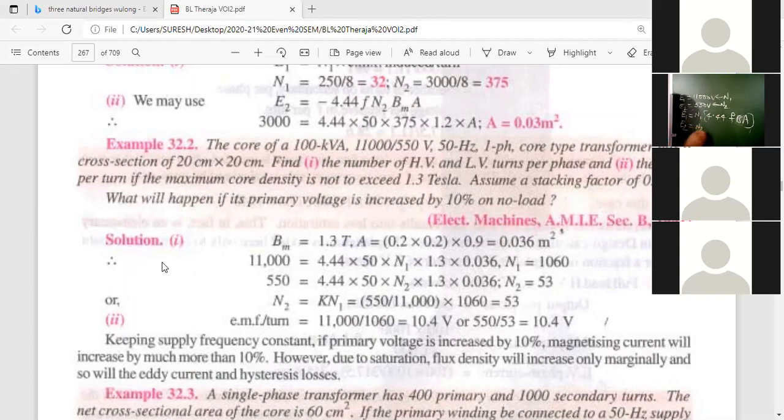Similarly, take N2. E2 is equal to N2 into 4.44 FBA. We can get N2. E2 is known, frequency is known, B is known, area is known. Substitute the values, we will get N1 and N2. In your textbook, they have given N1 and N2. See the values.